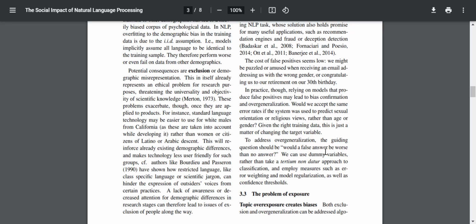We can use dummy variables rather than take a tertium non datur approach to classification and employ measures such as error weighting and model regularization as well as confidence thresholds. Alright, so at some point you need to make this distinction. If my model gives a wrong answer, would that have poorer consequences, or would it be better if the model just blurts out a token which has no value?